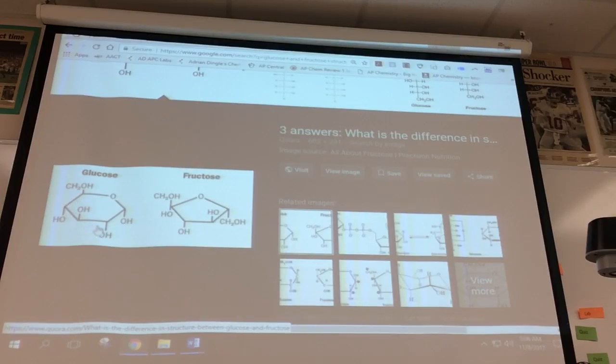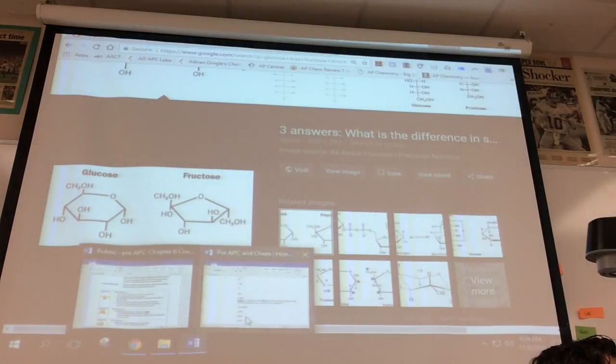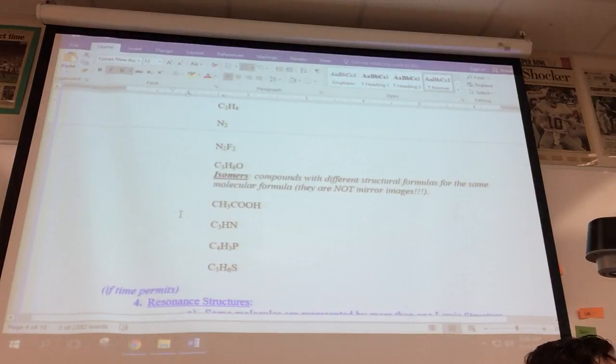You can see here you've got a ring with one CH2OH off of it. Here you've got a ring with two, so their structures differ. Those are isomers, same molecular formula, different structural formulas. And we'll draw some more isomers in a bit. Same molecular formula, different structural formula.